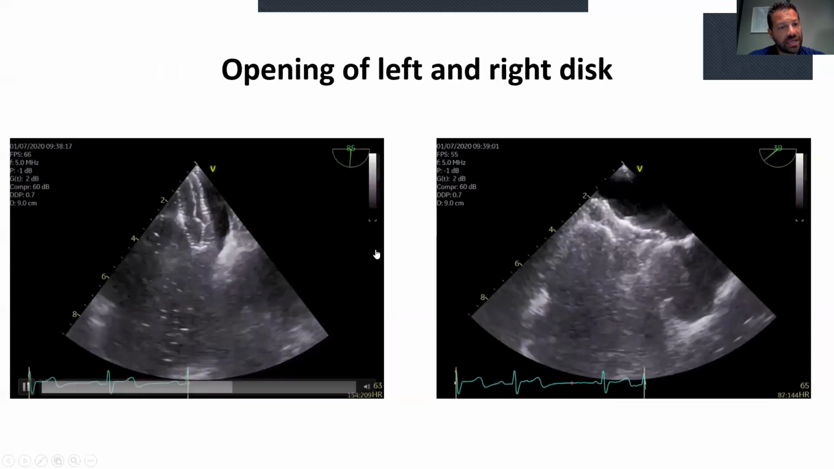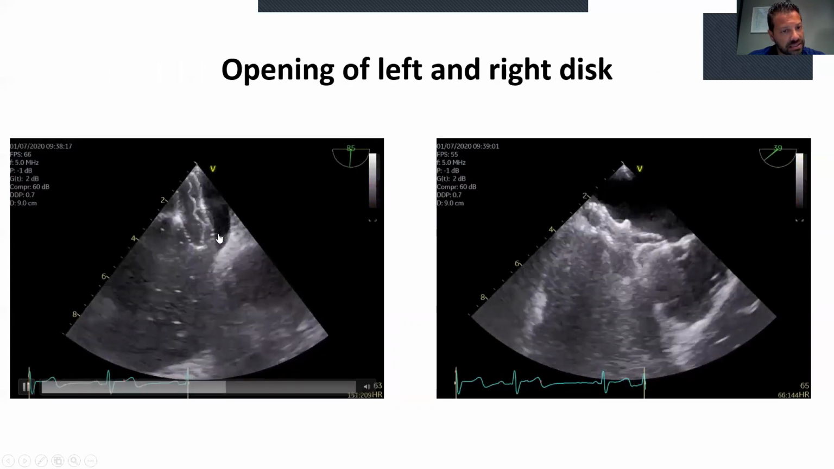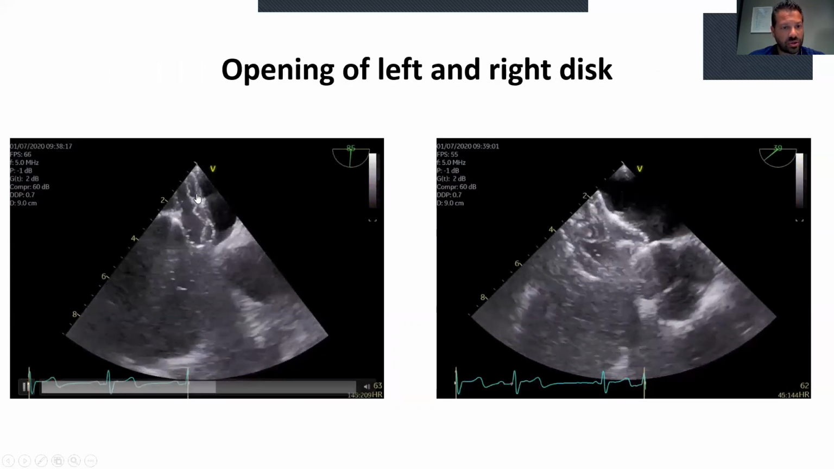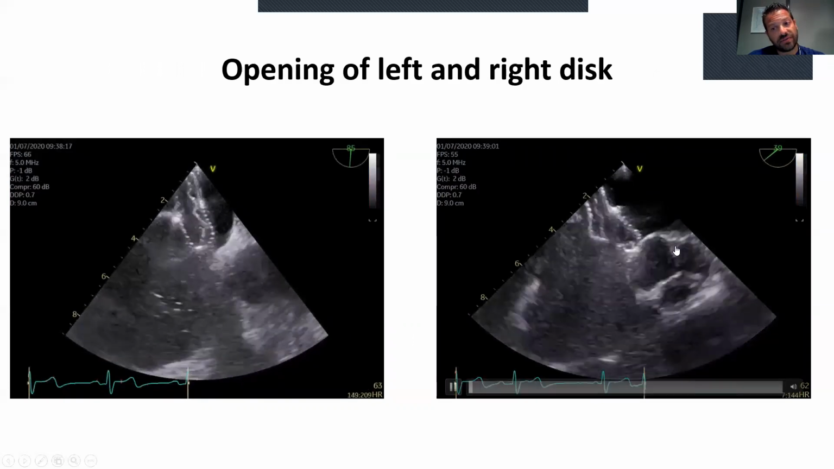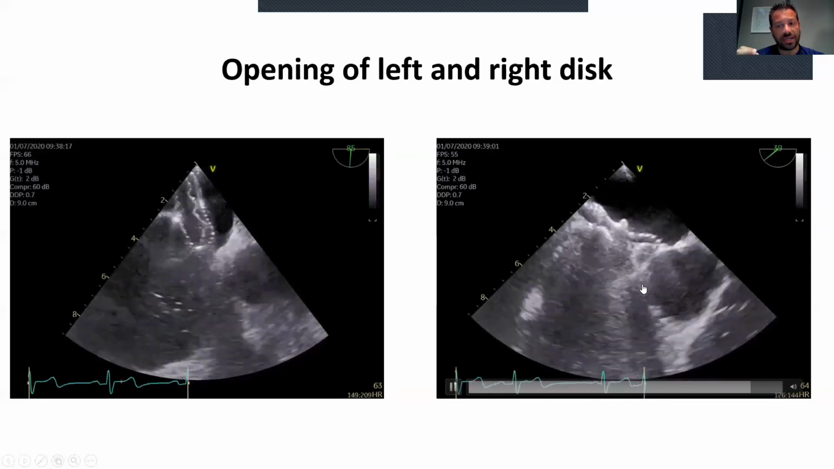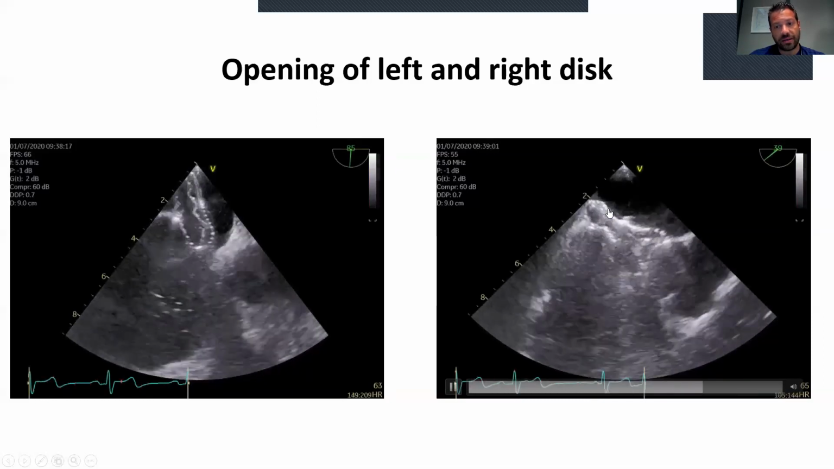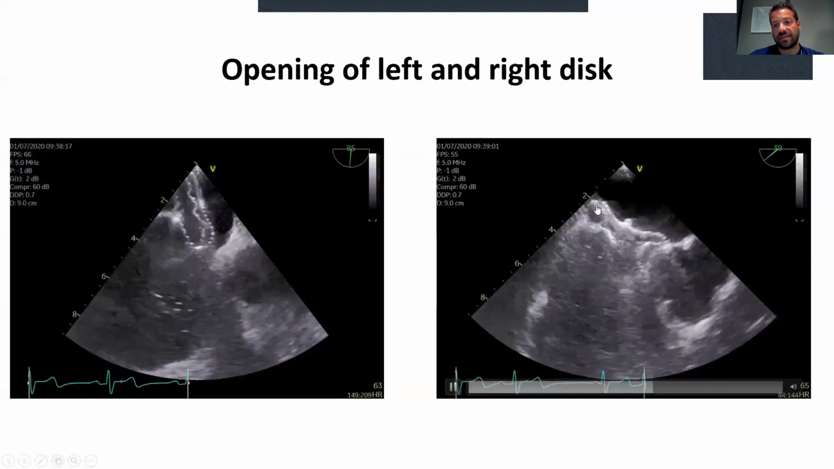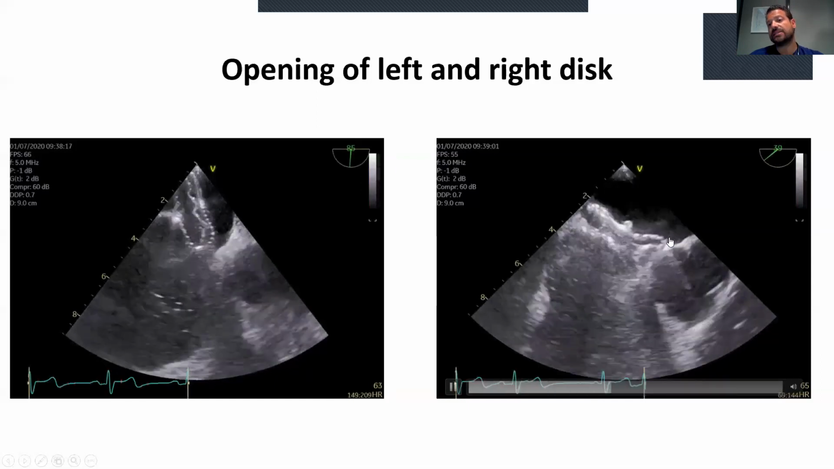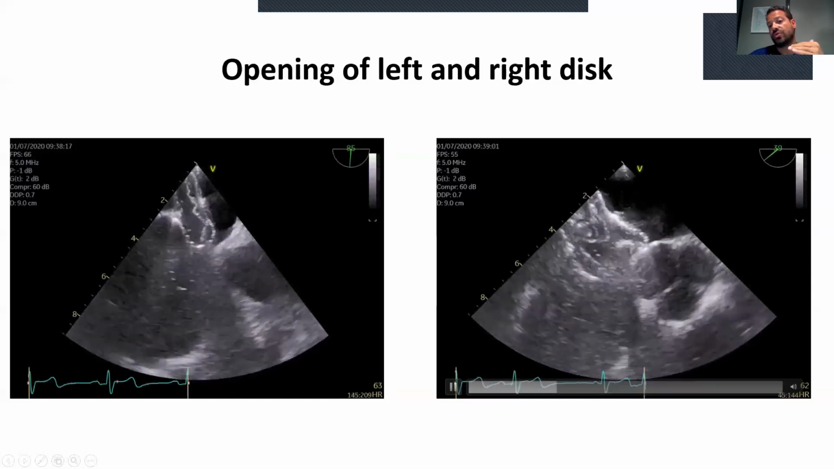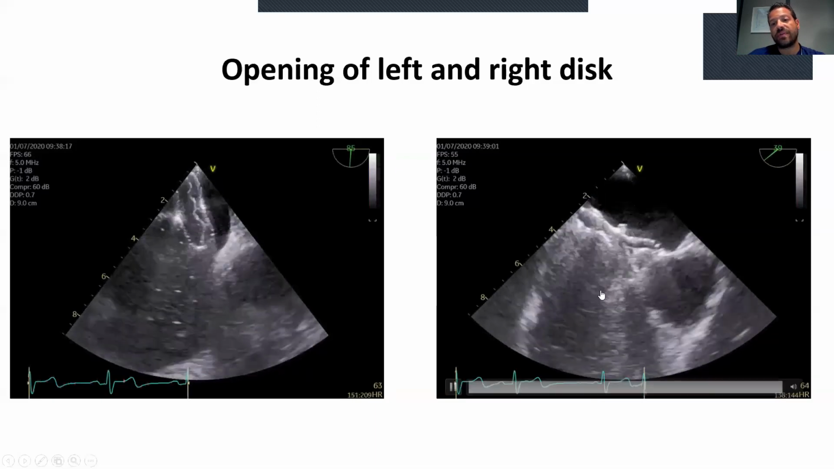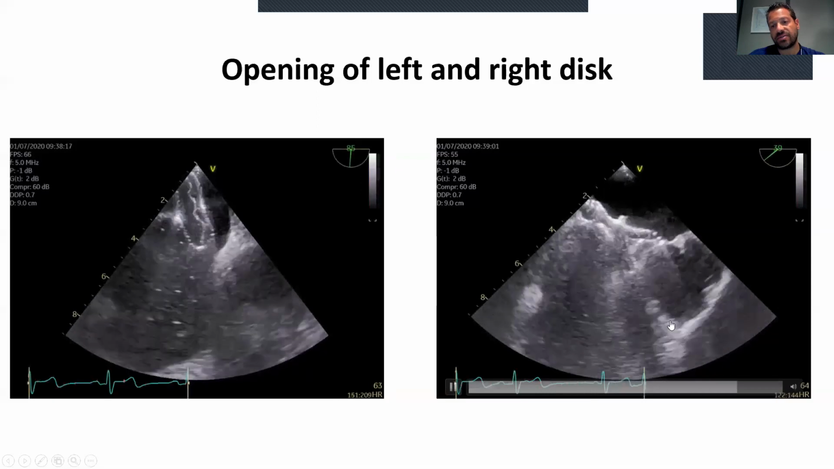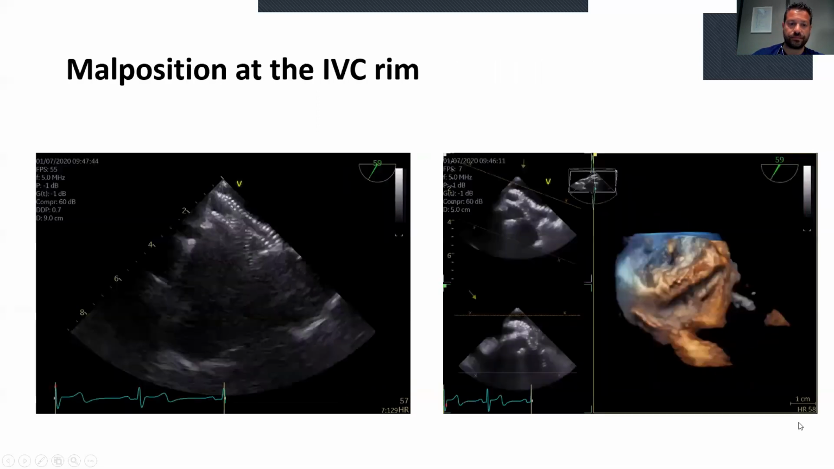Then we follow again the opening of the left atrial disc, which goes towards the septum. We always use a short axis view in order to see the aorta. I will say again that the left atrial disc has to hug the aorta and not cause any erosion of the wall. And then we follow the opening of the right atrial disc, as you can see in this view.